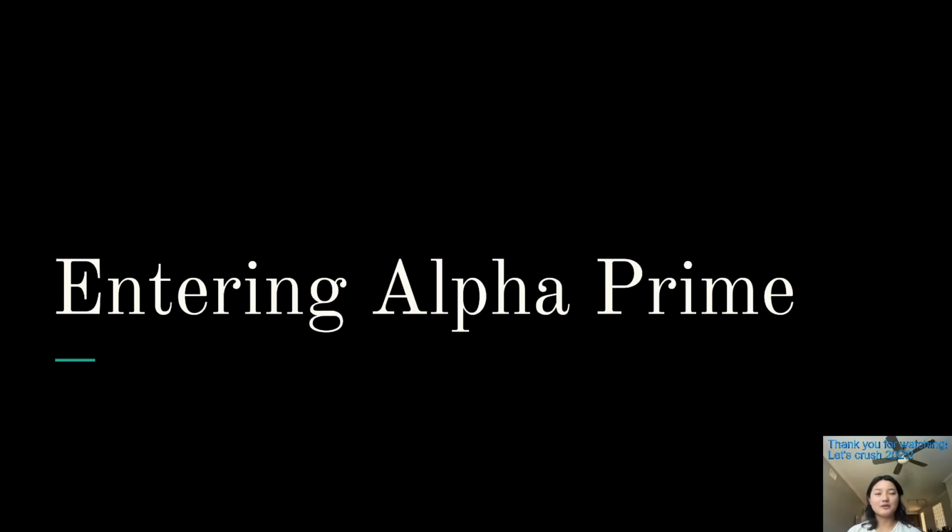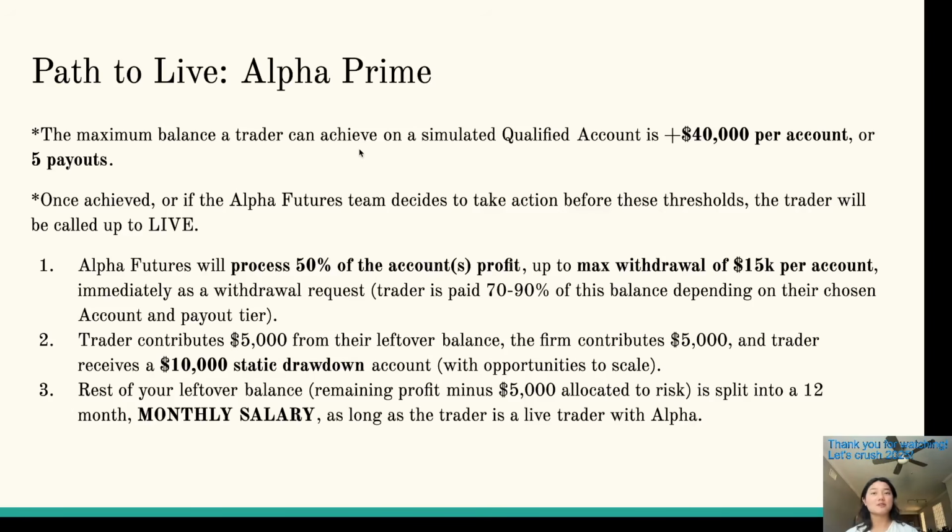Now that we got all of the boring, important things out of the way, let's talk about Alpha Prime. Now, what is Alpha Prime? Well, it is going to be the path to becoming a live funded trader at Alpha Futures. Now, keep note that the maximum amount a trader can achieve on a sim-funded qualified account is up to $40,000 per account, or up to 5 payouts. Now, once you do achieve one of those two things, then Alpha Futures will go ahead and take a look at all of your history and all of your trading and your system and whatnot, and then they'll decide if it's time for you to become a live trader with their company.